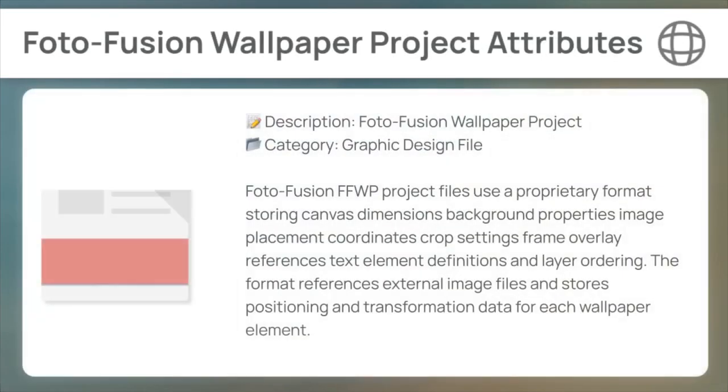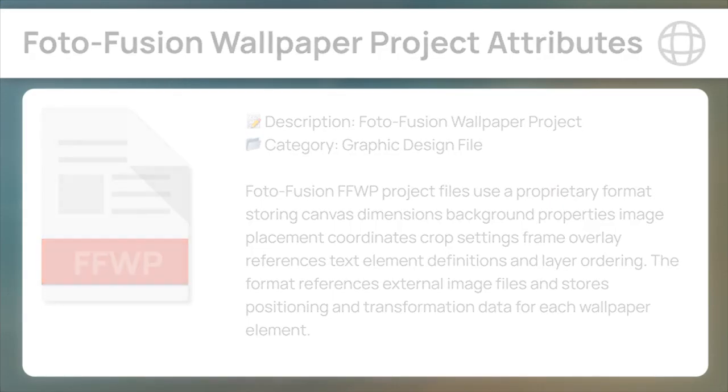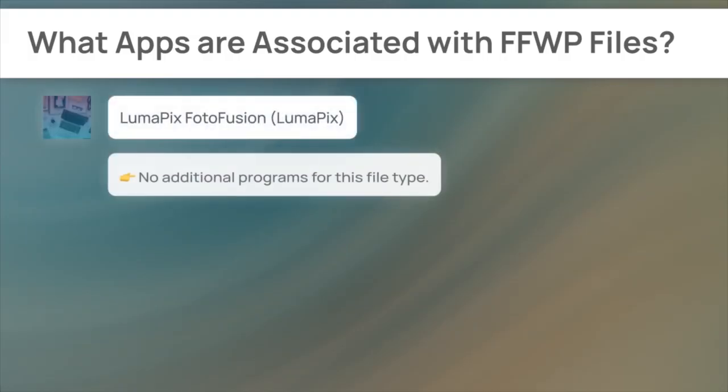Foto-Fusion FFWP project files use a proprietary format, storing canvas dimensions, background properties, image placement coordinates, crop settings, frame overlay references, text element definitions, and layer ordering. The format references external image files and stores positioning and transformation data for each wallpaper element. The preferred application for managing the FFWP file is Lumapix Foto-Fusion from Lumapix.